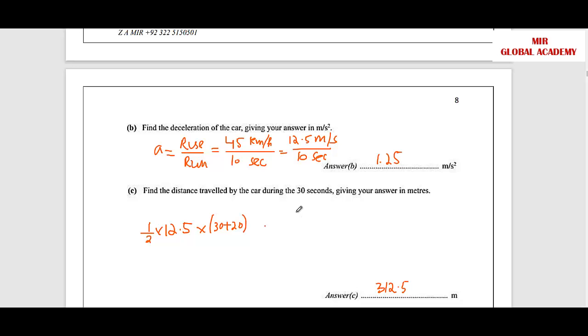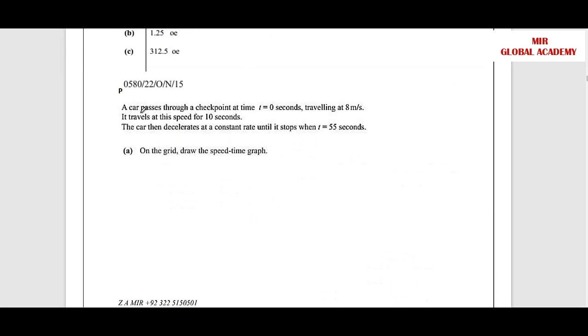Be careful, always be careful about the units. Units must be the same in the calculation.